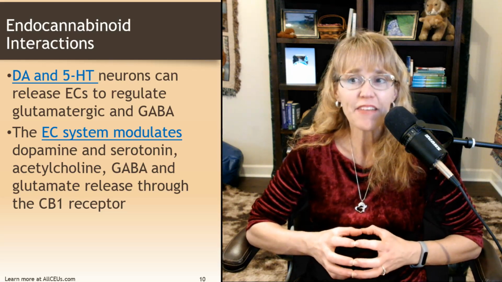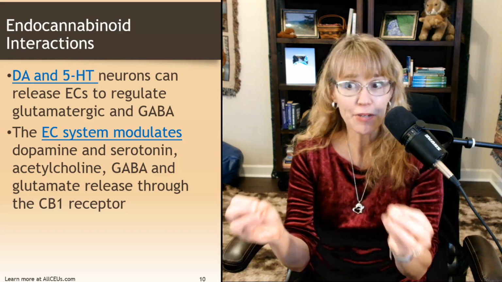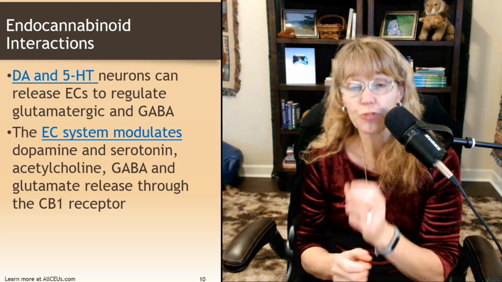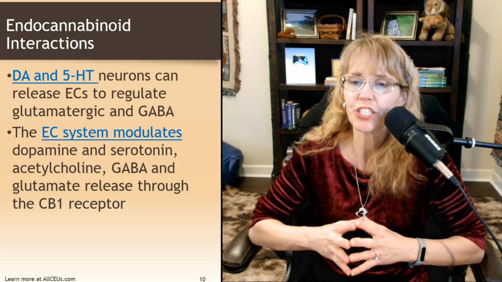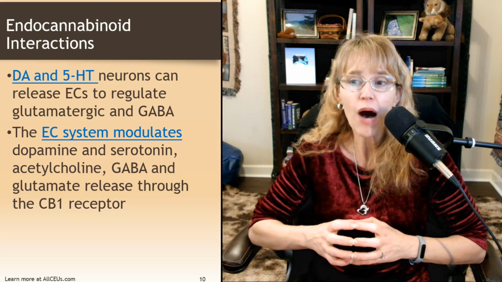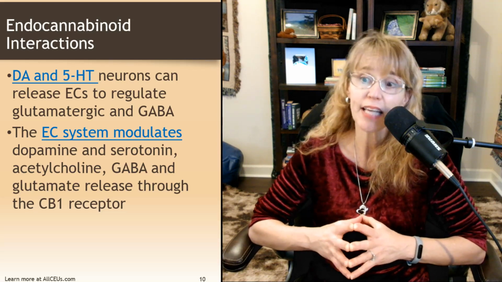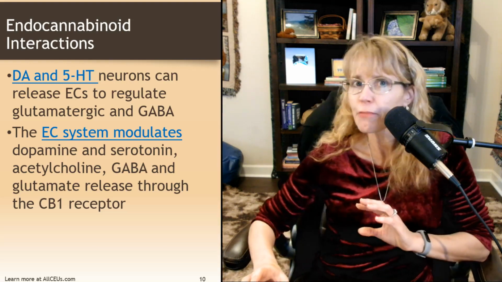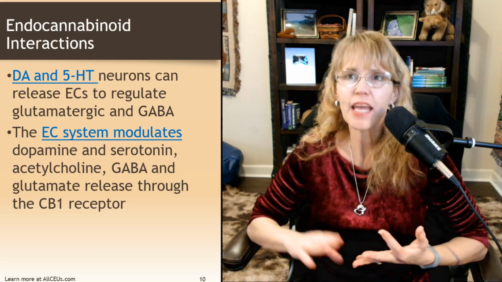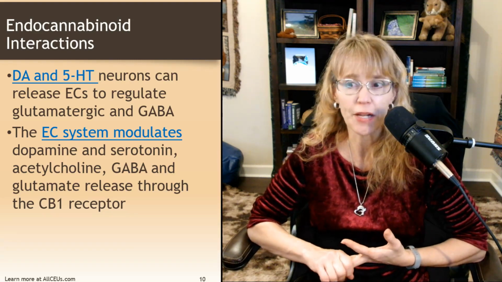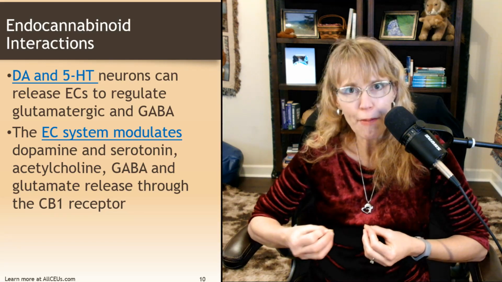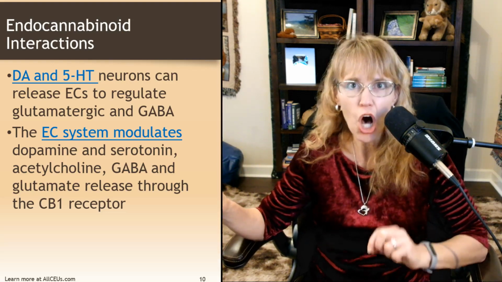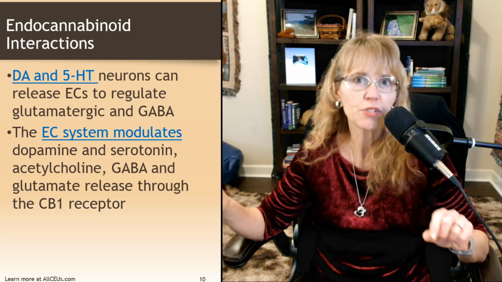But dopamine and 5-HT can release endocannabinoids in order to regulate and say, okay, are we going to make GABA or are we going to just preserve the glutamate in this particular situation? Likewise, the endocannabinoid system modulates dopamine, serotonin, acetylcholine, GABA, and glutamate release through that, drum roll please, CB1 receptor. Remember, the CB2 receptor is in the immune system and involved in pain and inflammation. So your mood effects are going to be primarily as a result of the CB1 receptor, unless those mood effects are being caused by inflammation or immune system dysfunction.